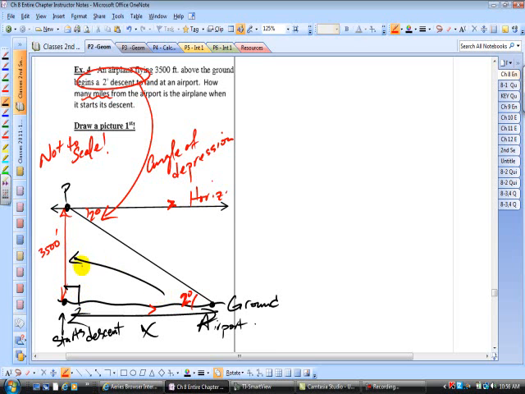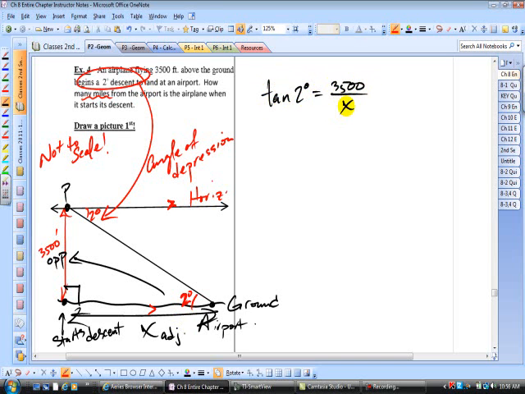Opposite of 2 degrees is 3,500, and adjacent is x. So what function are you thinking of? The tangent function, again. So let's set it up. We have tangent of 2 degrees, this time a very small angle, is equal to the opposite side, 3,500 feet, divided by the adjacent side x.